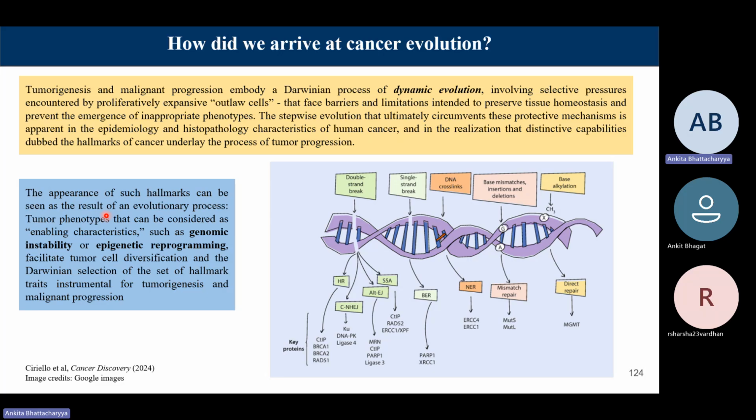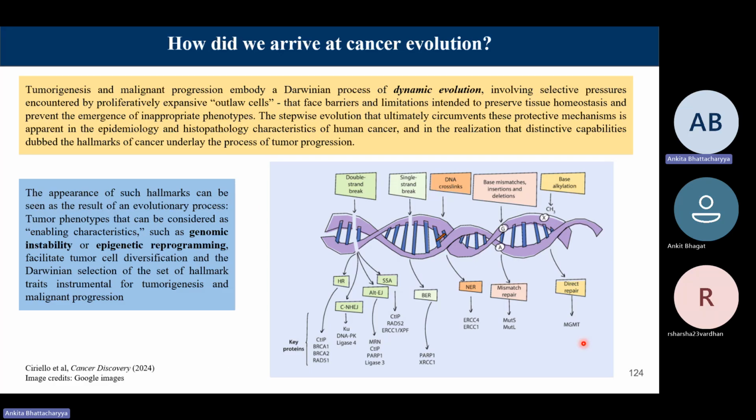These two enabling characteristics, which are genomic instability and epigenetic reprogramming, are extremely relevant to the field of cancer evolution and resistance, because they actually help in increasing tumor cell diversity, and therefore, the more diversity that exists, the better is the chance that one of them will be a better survivor or will be selected for in a particular background. So that's what you see here.